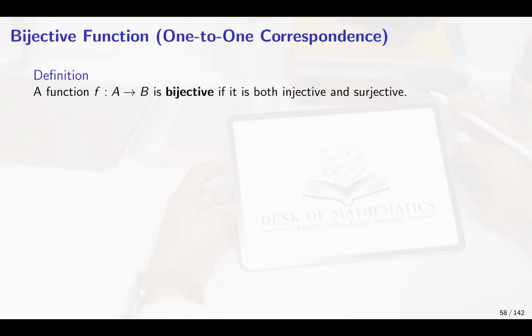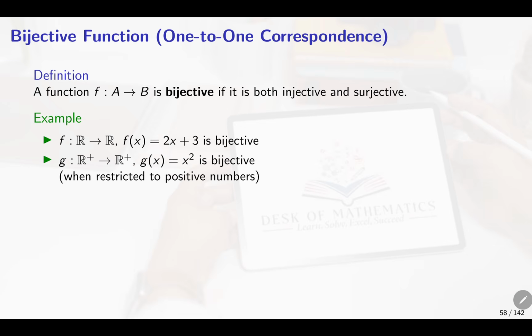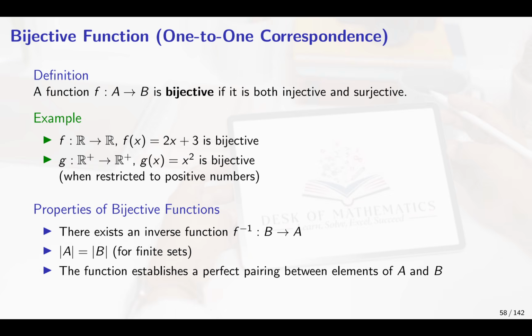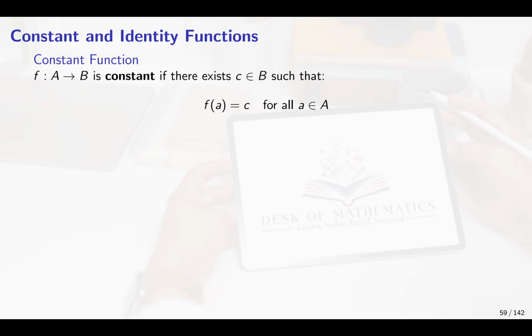Now, a bijective function: a function which is 1-1 as well as onto is called a bijective function. That's injective as well as surjective. For example, this one, we have proved this is 1-1, this is onto, so that means this is bijective. x square is not bijective. Properties of the bijective function: its inverse exists, this is called an invertible function, and the cardinality of A should be equal to the cardinality of B for finite sets. The function establishes a perfect pairing between A and B.